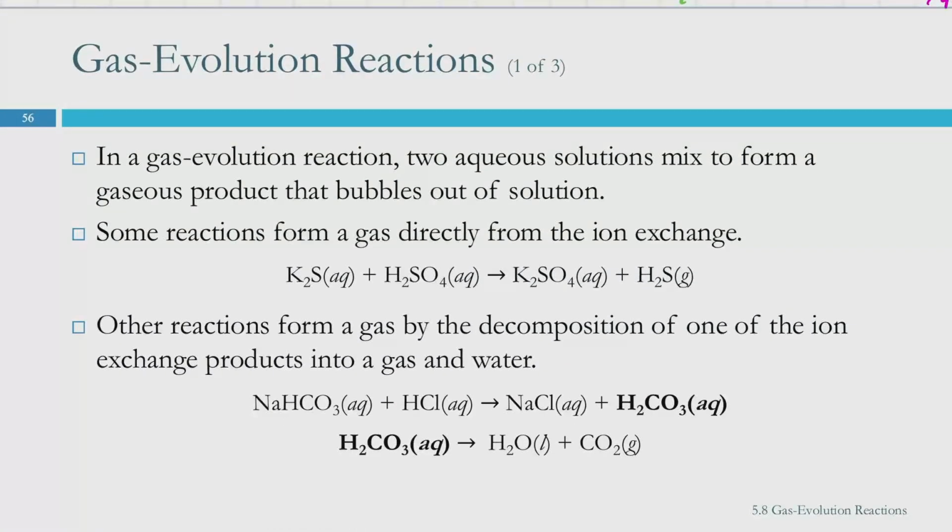We also have some gas evolution reactions. In gas evolution reactions, reactions that produce gas, two aqueous solutions mix, and they form a gaseous product that typically bubbles out of solution. Some reactions form a gas directly from the ion exchange. So for example, we take potassium sulfide and sulfuric acid. We get potassium sulfate and hydrogen sulfide gas, H2S. And this H2S is a gas.